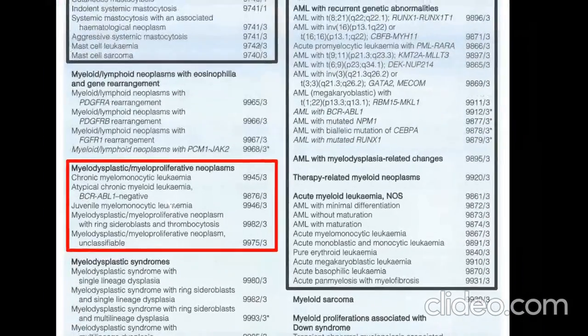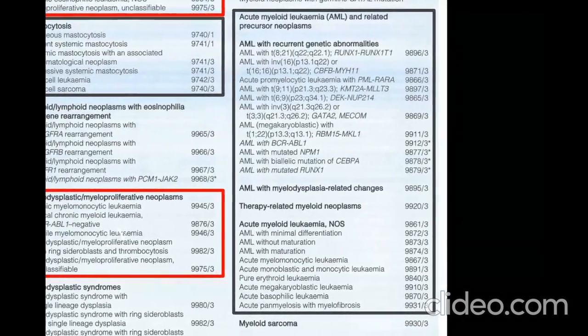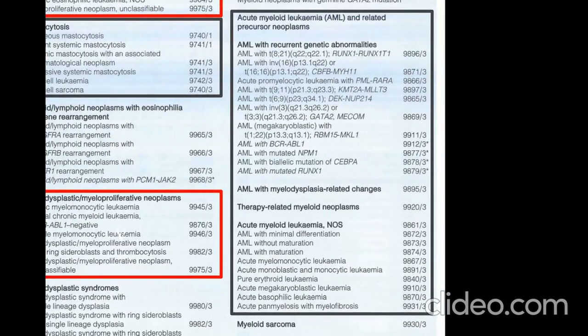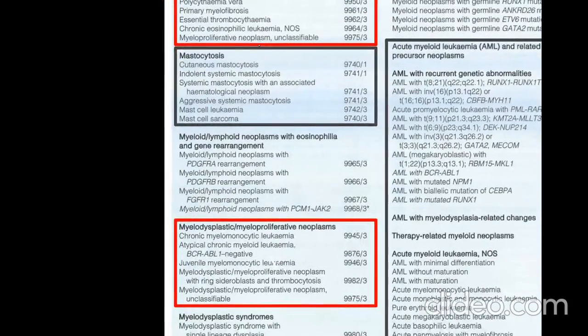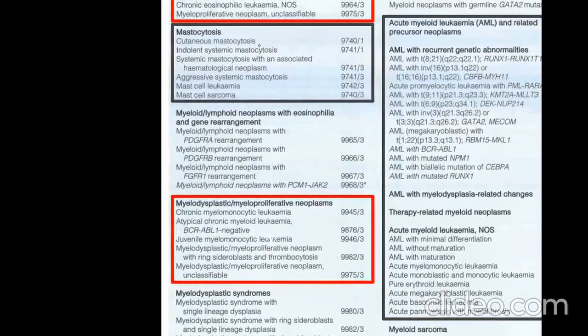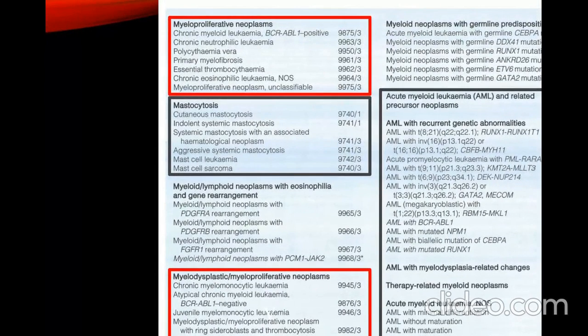Also, I would like to bring to your attention, as already discussed, that acute leukemias are a completely separate entity, whereas the chronic leukemias are under myeloproliferative neoplasm and myelodysplastic/myeloproliferative neoplasm. Another thing to bring to attention is that mastocytosis, which was a part of the 2008 classification and categorized under myeloproliferative neoplasm, has now been categorized as a completely separate entity in the 2016 classification.